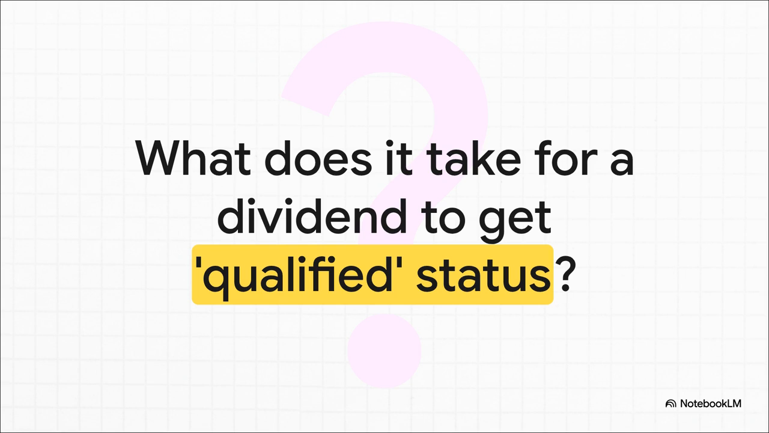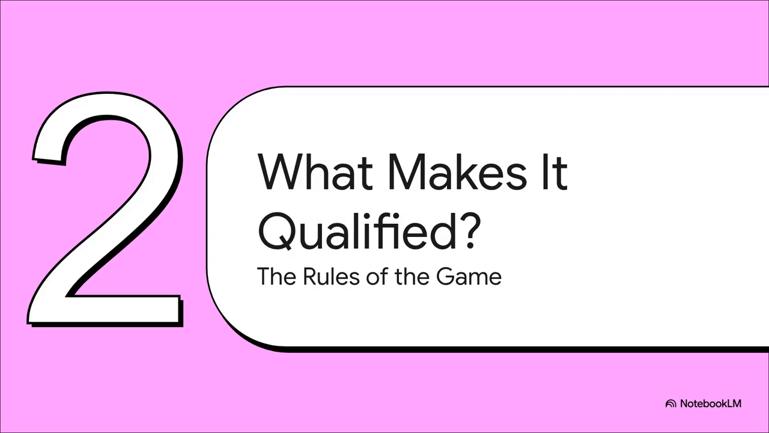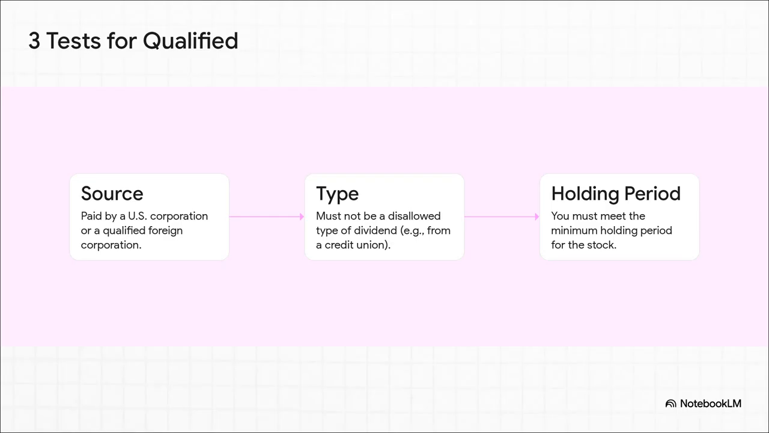So that obviously leads to the million-dollar question, right? How in the world does a dividend get this awesome tax-advantaged status? Well, it's not random. There are very specific rules you have to meet. All right, let's dive into the rules of the game. The IRS has a little checklist, a few tests, to see if your dividends make the cut for that lower tax rate. Basically, there are three main hurdles to clear.